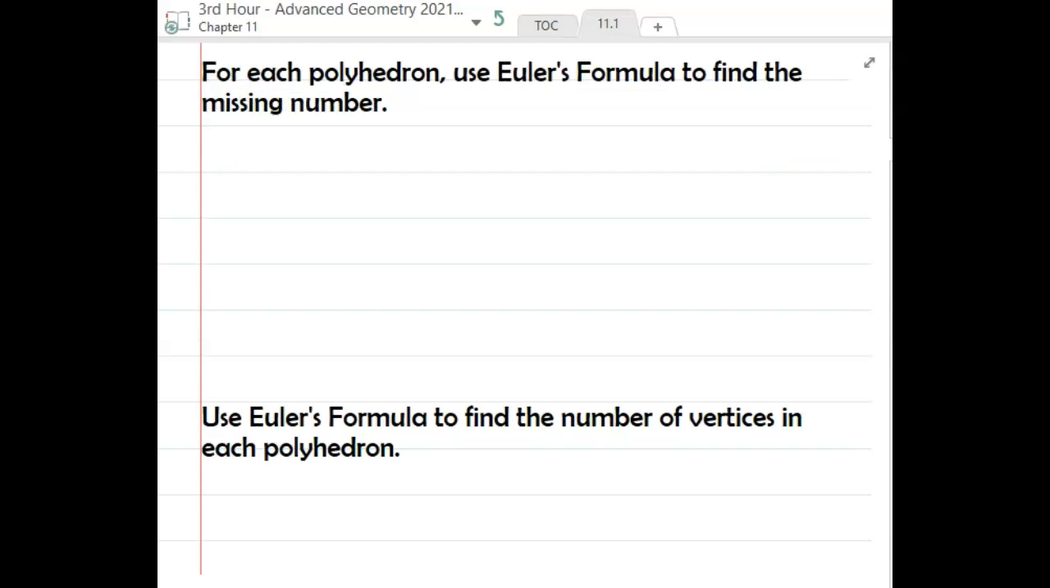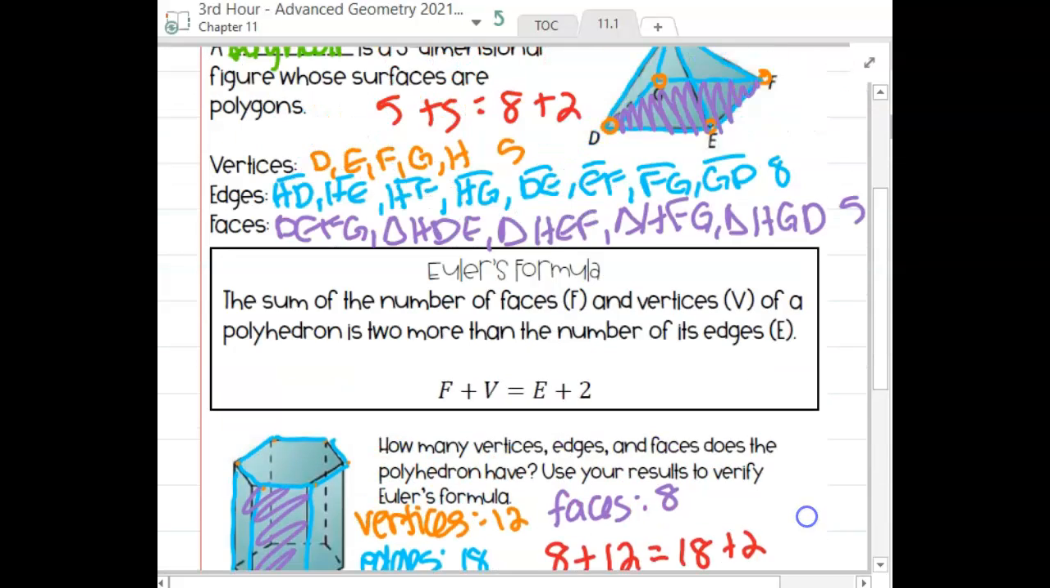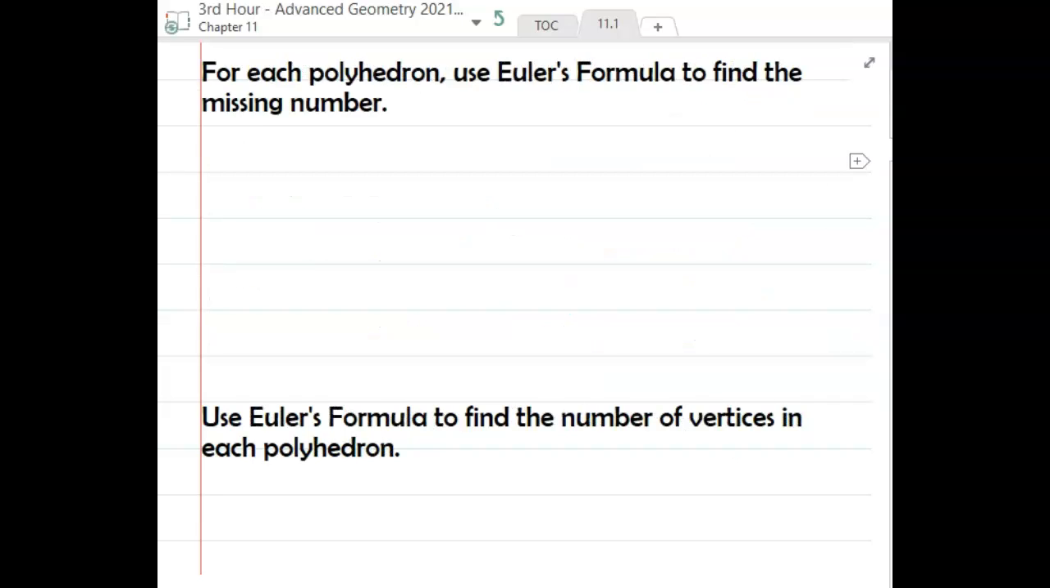sections. All right, so one thing that you're going to be doing in your homework is just what we did up here. So a good chunk of your homework assignment is looking at a polyhedron, identifying the vertices, edges, and faces, and then verifying Euler's formula. So we're not going to do another one of those because those ones are pretty simple. So for these ones, we are just going to use Euler's formula to find the missing number.